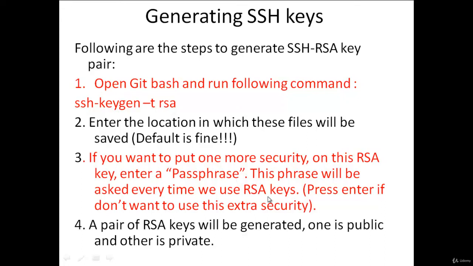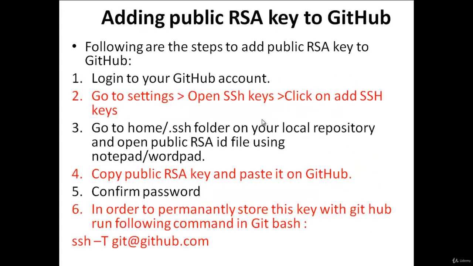Let's say you want a password to be asked before you check in any code, before you push any code to the remote repository. You can enable this while generating a key. Then all the time it will ask for the passphrase. So a pair of RSA keys will be generated, one public and the other one private. These are the steps to add the SSH keys that we have just seen.